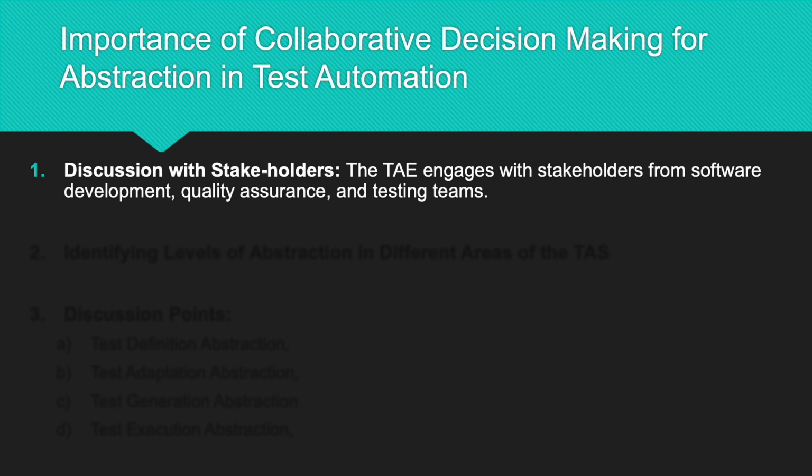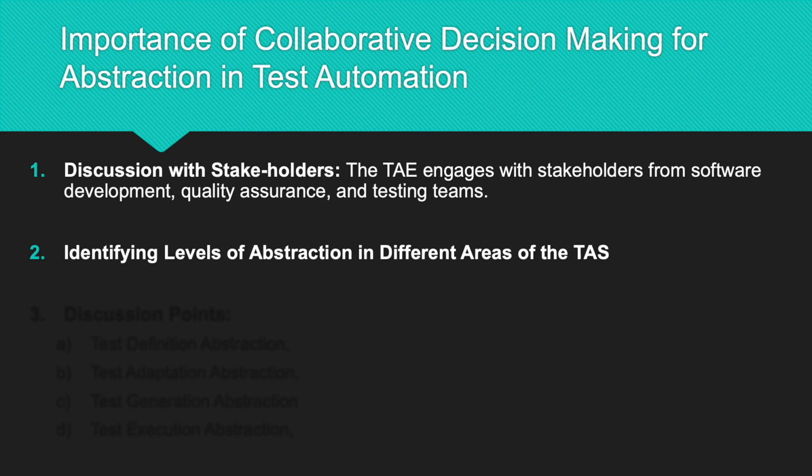As a test automation engineer, we collaborate closely with stakeholders from software development teams, quality assurance professionals, and testing team members. Together, we discuss the level of abstraction needed in different areas of our test automation solution. We also tailor the level of abstraction in our tasks to meet specific project requirements. For example, we identify interfaces that need to be externalized, formally defined, and kept stable throughout the task's lifetime. This ensures consistency and reliability in our automation efforts.